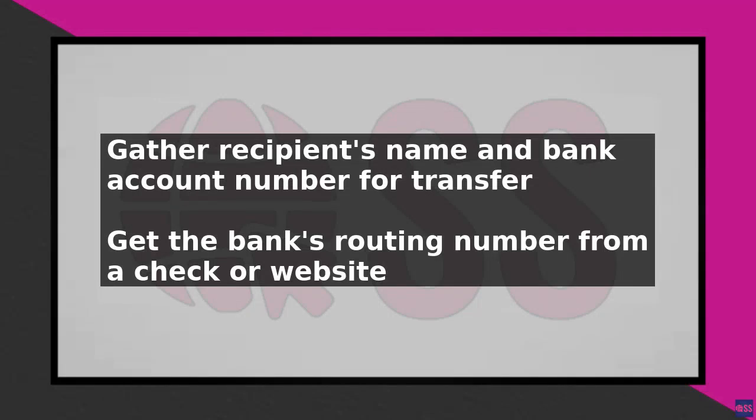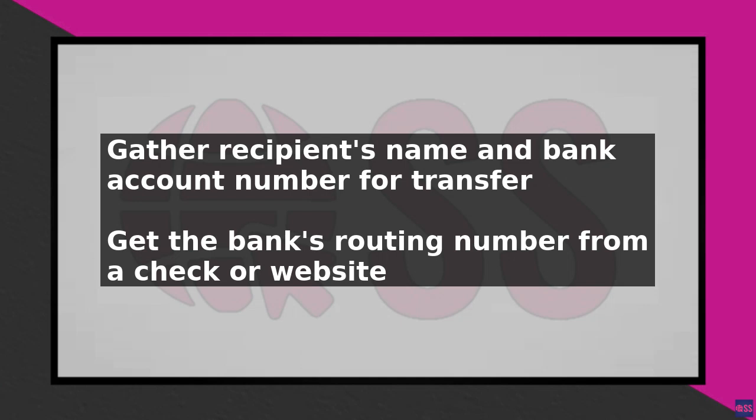To send an automated clearinghouse payment, also known as an ACH transfer, you will need to follow a series of steps. First, you need to gather the necessary information from the recipient, including their name, bank account number, and the bank's routing number. The routing number is a unique 9-digit code that identifies the bank and can be found on the bottom left corner of a check or on the bank's website.